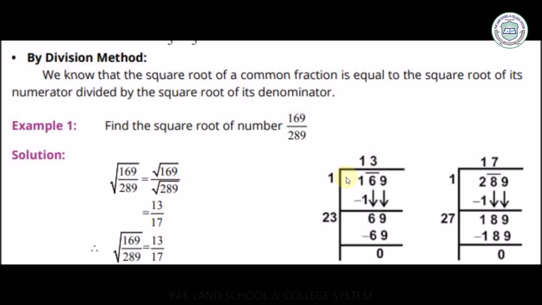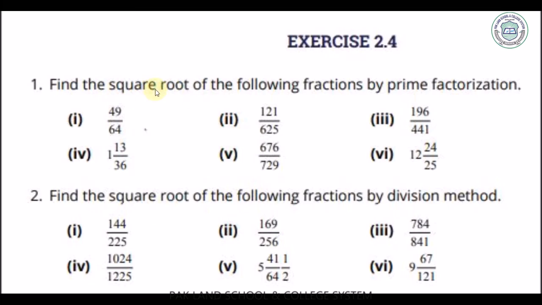69 is a pair. We will take it down. This quotient will be added to itself and it becomes 2, and the new value will be multiplied with it, then 69 will come. 23 multiplied with 3 is 69, and the remainder is 0. The same way we take the square root of 289 by the division method, and that answer is 13 by 17. So find the square root by prime factorization and division method.